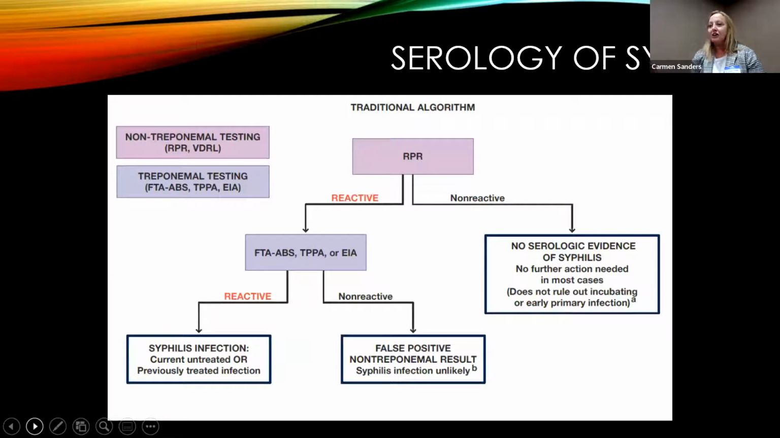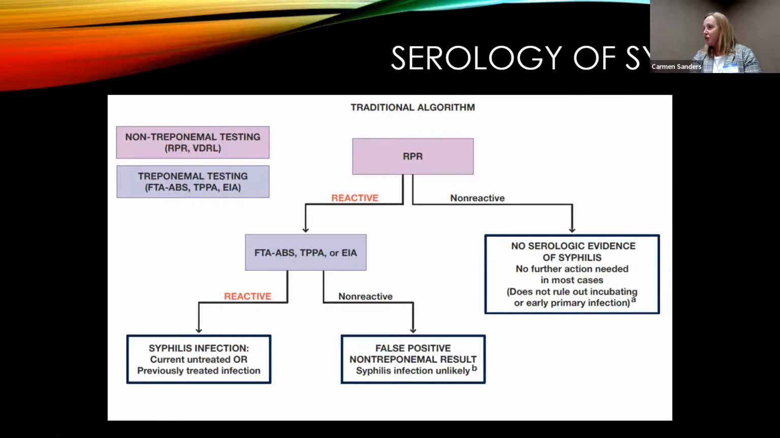We start with the traditional algorithm. We have discussed at our facility switching things up and doing those specific treponemal tests first, those FTA-ABSs. The FTA is a fluorescent antibody test. The TPPA is a Treponema pallidum particle agglutination, which is kind of like the RPR, but it does not give us the titer. And then the EIA is an enzyme-linked immunoassay. And so that's what those letters all mean as I'm rolling through this graphic here.